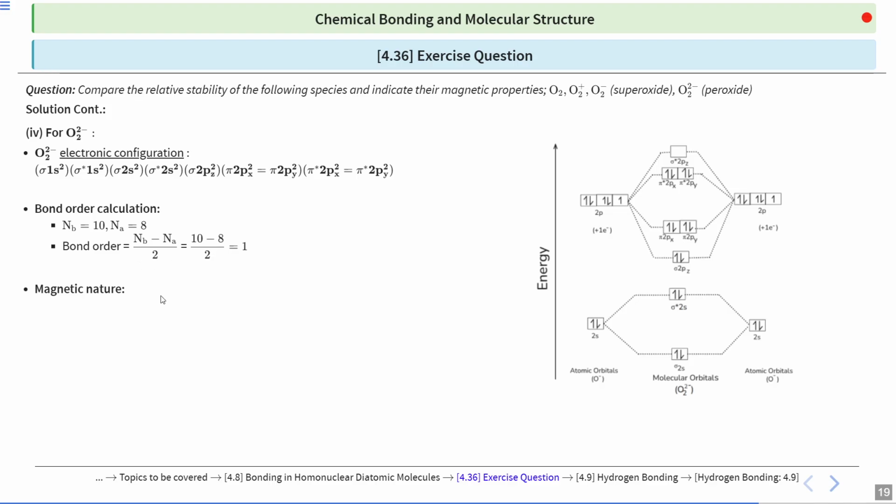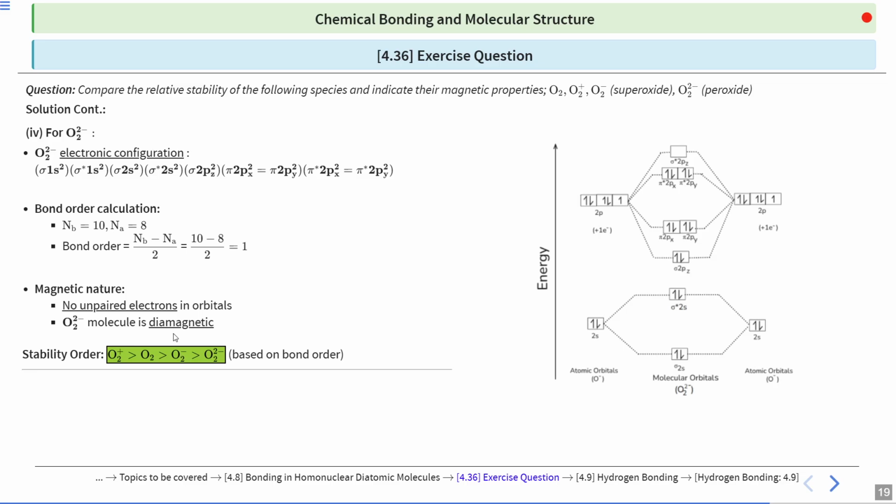What about the magnetic nature? There are no unpaired electrons. You can see it very clearly. All the electrons are paired up here. Therefore, O2 2 minus will be diamagnetic in nature. Then if we write about the bond order, since O2 plus has the highest bond order, which is 2.5, it will be the most stable one. Then a bond order of 2 is for O2. Then 1.5 was for O2 minus. And for O2 2 minus, it is 1.